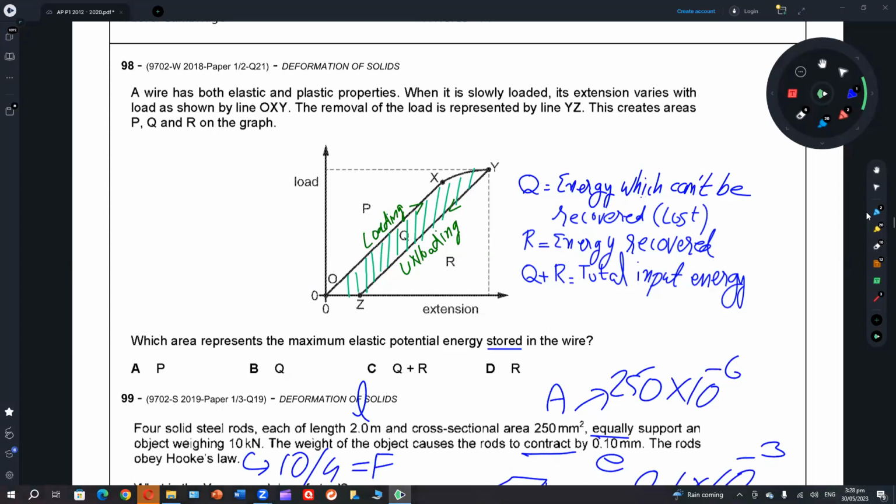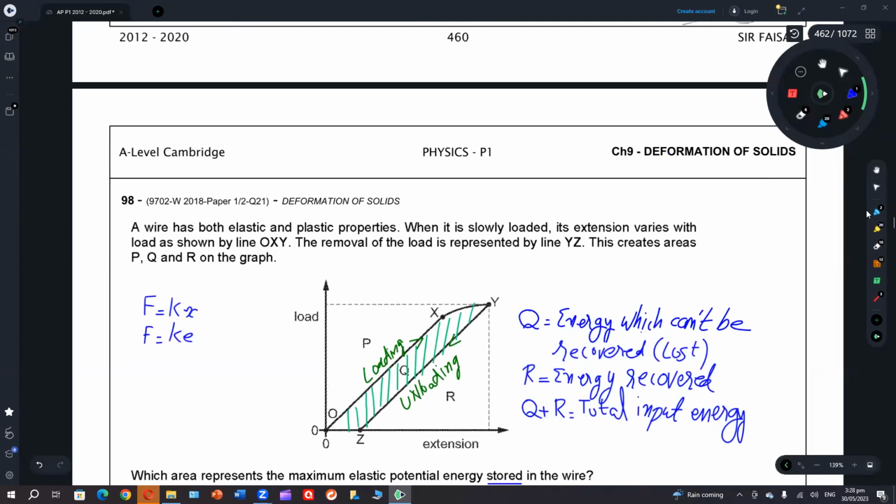For when you write the formula, F is equal to Kx or Ke. That is why the area should be with the extension axis. If you want the area to become stored energy.